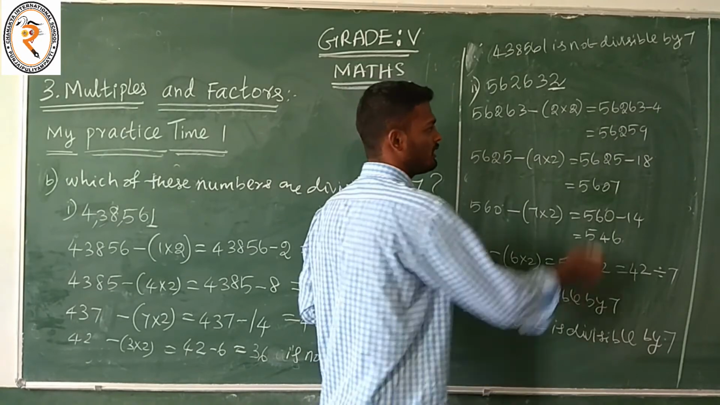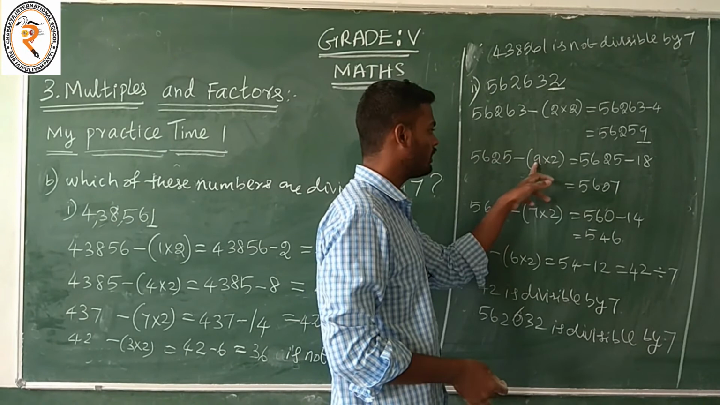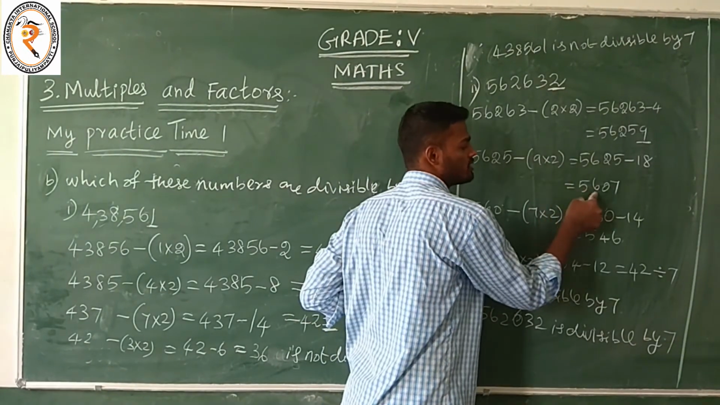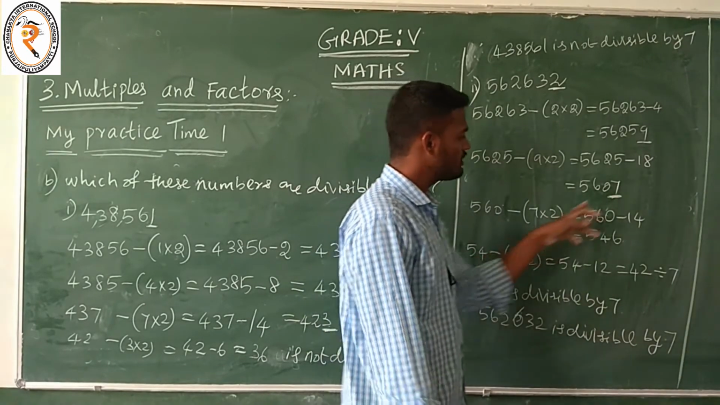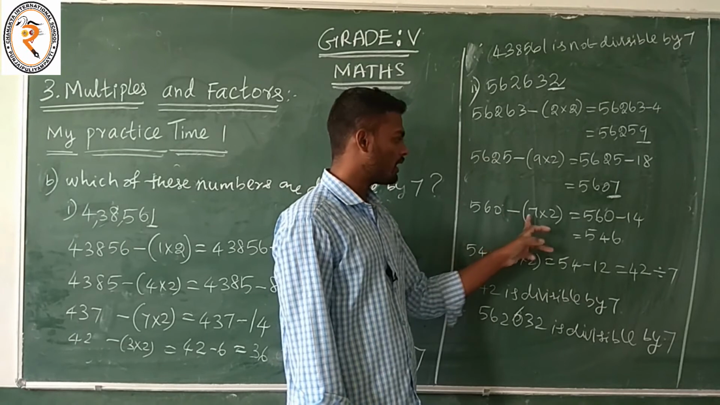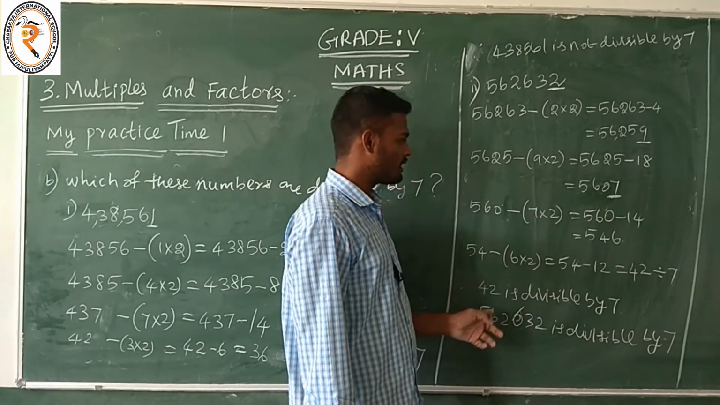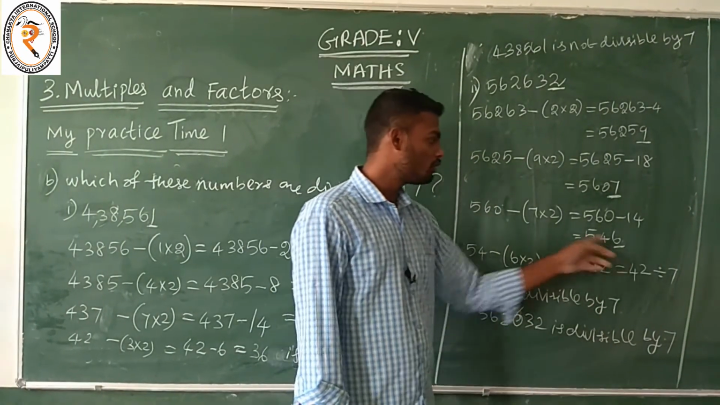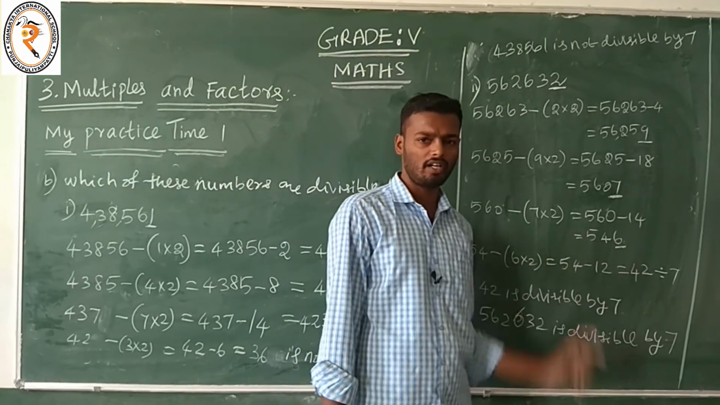56,259. Now we select the one's digit 9. 9 is multiplied by 2. 9 times 2 is 18. Subtracting the two numbers, the answer is 5,607. Selecting the one's digit 7 and multiplying it by 2, subtracting gives 546. Once again we select the one's digit 6. 6 into 2 is 12. 54 minus 12, the answer is 42.